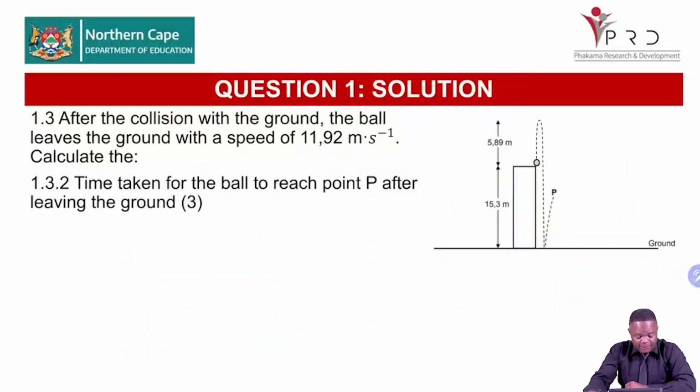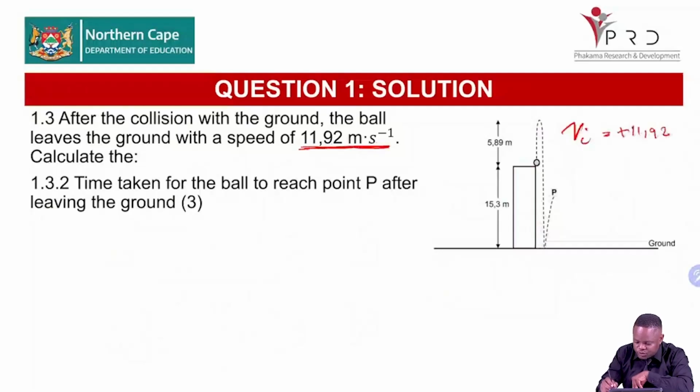Okay, let us proceed. Now we want to calculate the time taken for the ball to reach point P, okay, from after leaving the ground. Okay, how do we calculate the time taken? Again, let's take note of the values that we have. We have a velocity with which it left the ground. That one. Do you see that one? 11.92. So in this case, going up with 11.92, that becomes our VI. And it's going to be a positive 11.92 meters per second. This is the speed with which it leaves the ground.